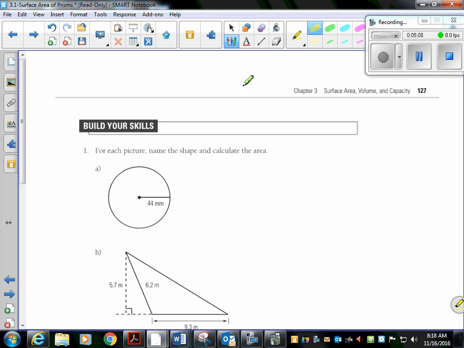Okay, so now you're going to build your skills. You're going to try and find the area of all these different things here. Good luck.